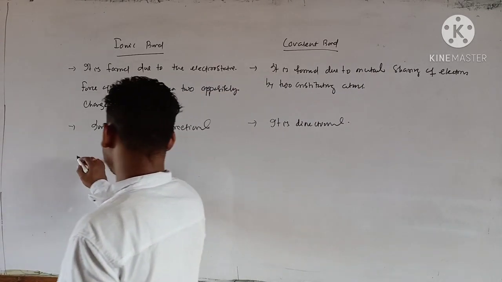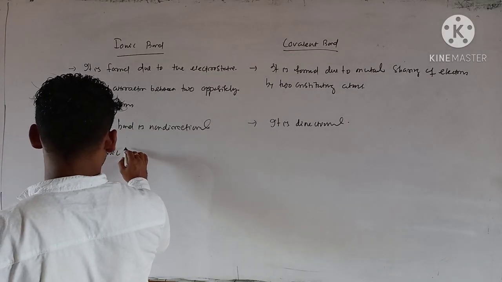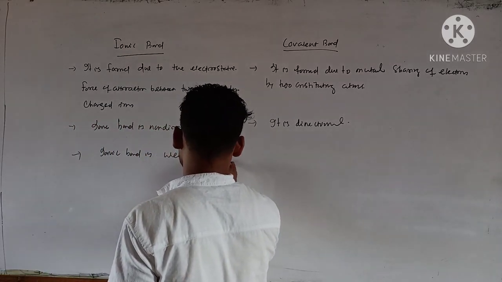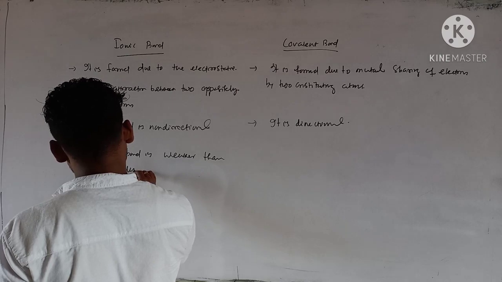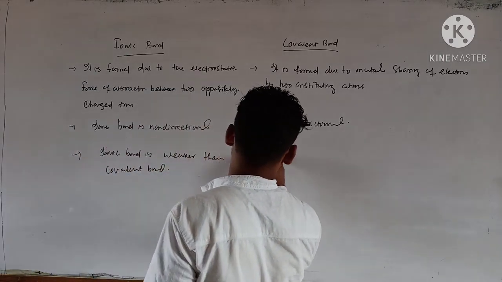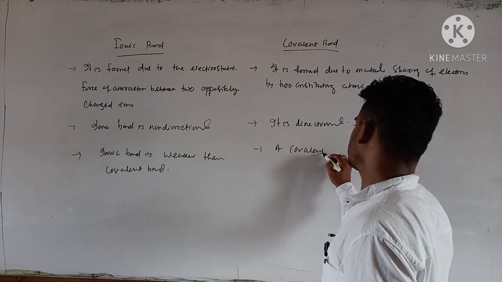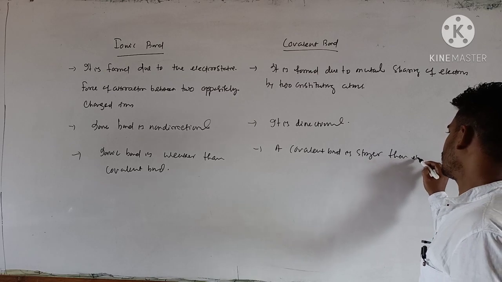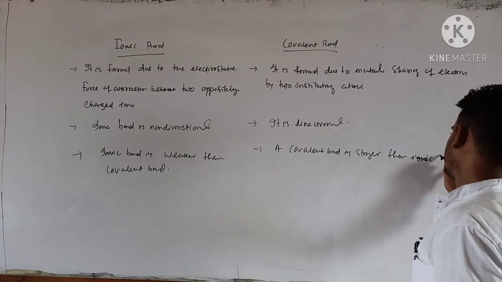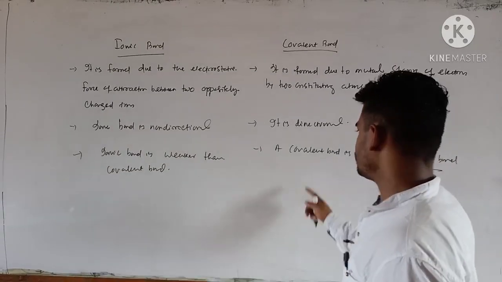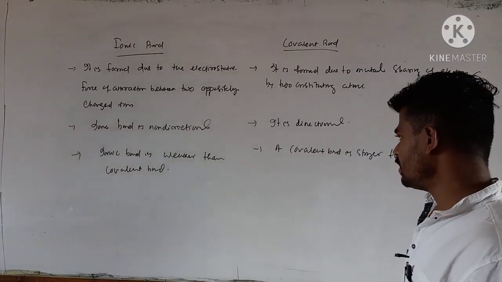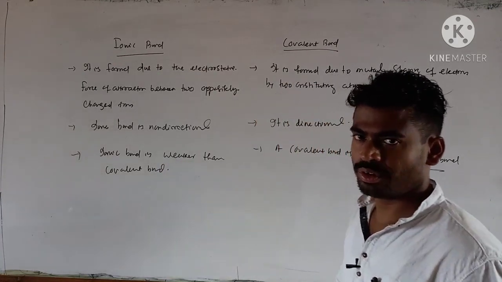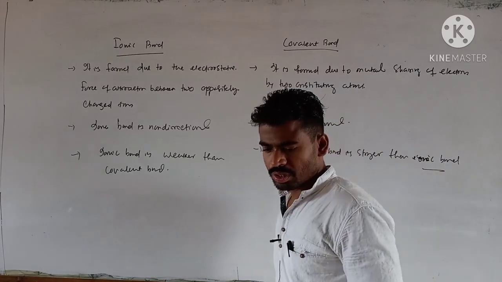If you compare their strength, then ionic bond is weaker than covalent bond. You can say over here, a covalent bond is stronger than ionic bond. Why? Because the shared electrons can't be displaced, and here you know there is no such sharing, rather it is an ionic force, from which ions can be removed easily.